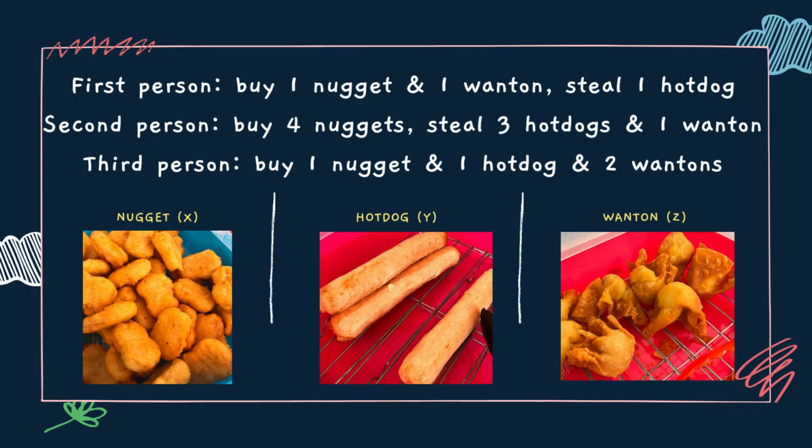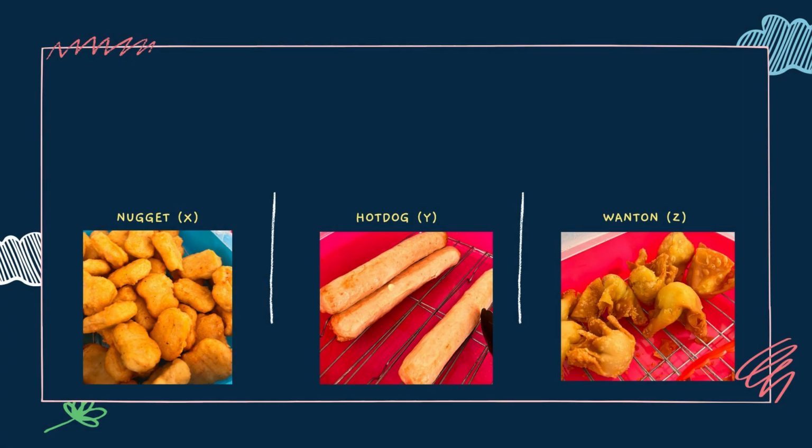So, the first person bought 1 nugget, 1 wonton, and stole 1 hot dog. However, the second person bought 4 nuggets, stole 3 hot dogs, and 1 wonton. And the third person bought 1 nugget, 1 hot dog, and 2 wontons.